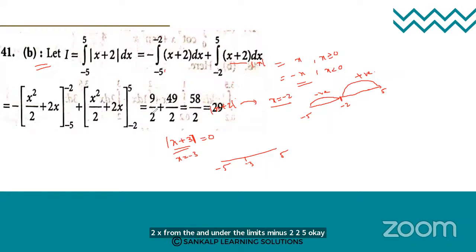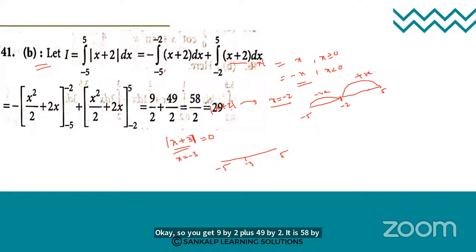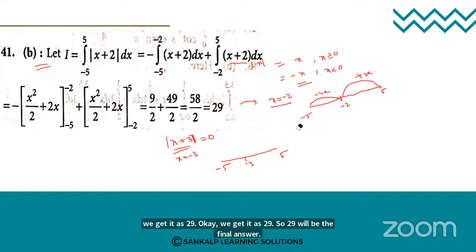So you get 9 by 2 plus 49 by 2, which is 58 by 2, and on simplifying, the final answer we get is 29. So 29 will be the final answer, that is option B.